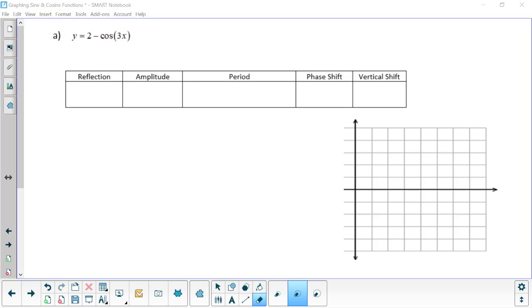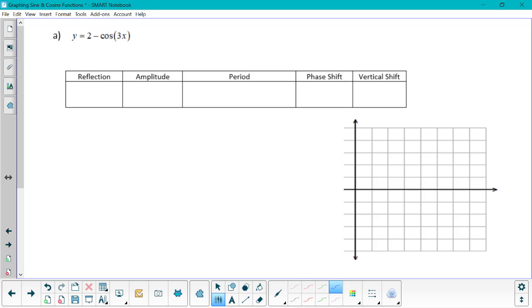Hello, in this video we're going to graph functions where we do a vertical shift and a horizontal shift. So in this first example, y equals 2 minus cosine of 3x. I see that this 2 out front, if you recall, is that constant that's being added or subtracted. So a lot of times we like to rewrite that at the end.